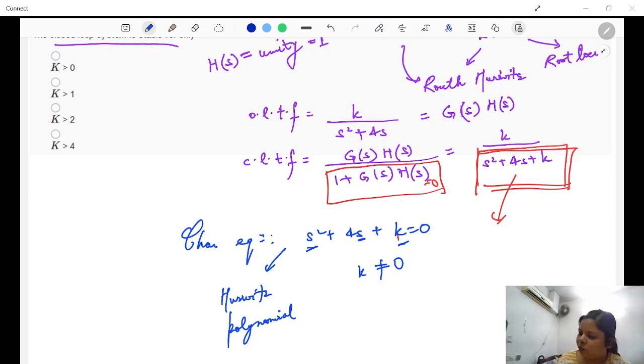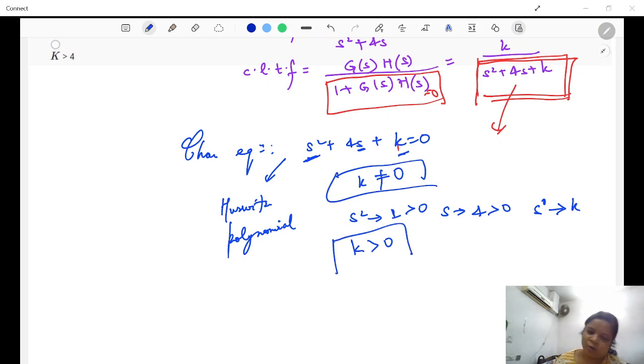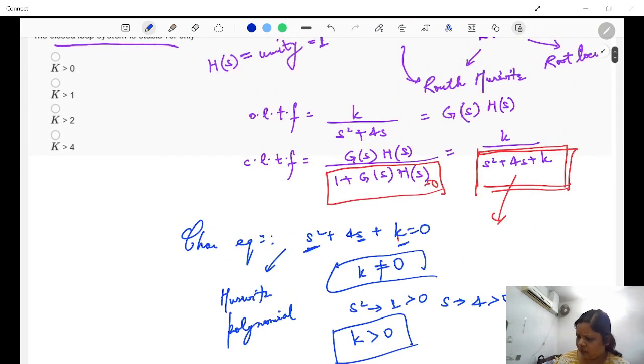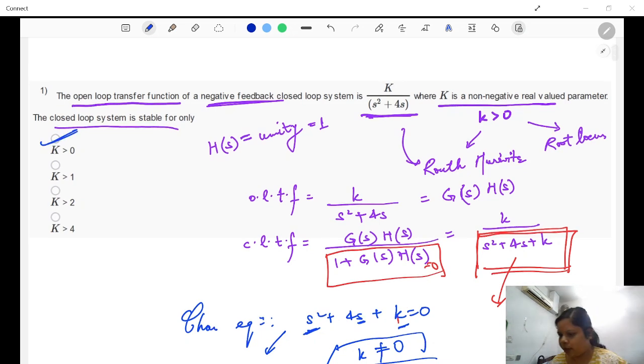The second condition was that the coefficients of all the powers of s should have the same sign, no different signs. For s square, the coefficient is 1. For s, the coefficient is 4. For s to the power 0, the coefficient is k. That means k should also be greater than 0, since all of them are greater than 0. So k should not be equal to 0 and k is greater than 0. That only means that k should be greater than 0 for the system to be stable. So your answer is this. Okay.